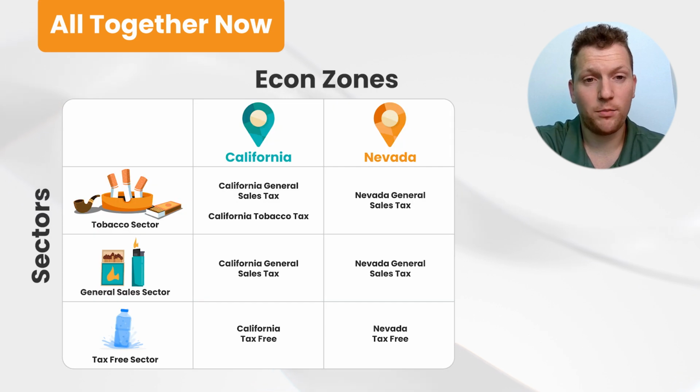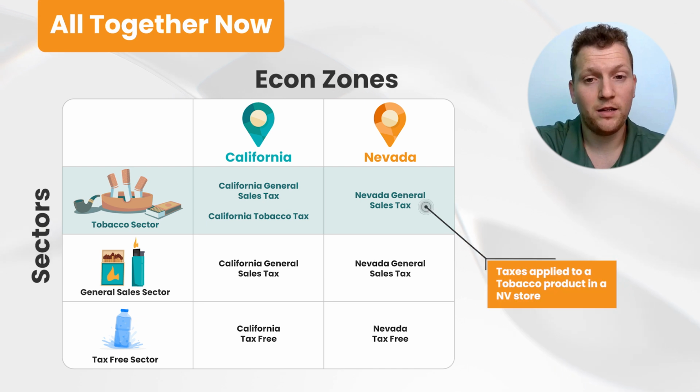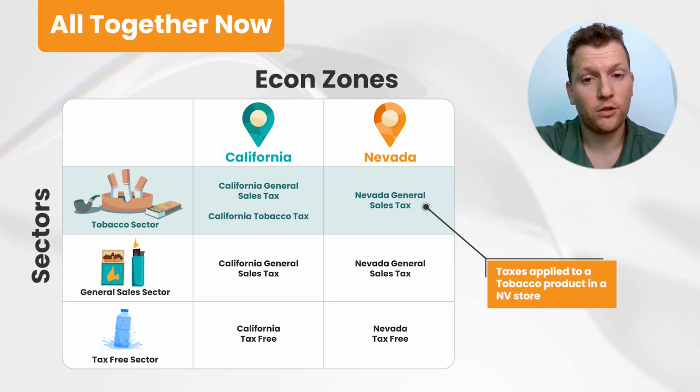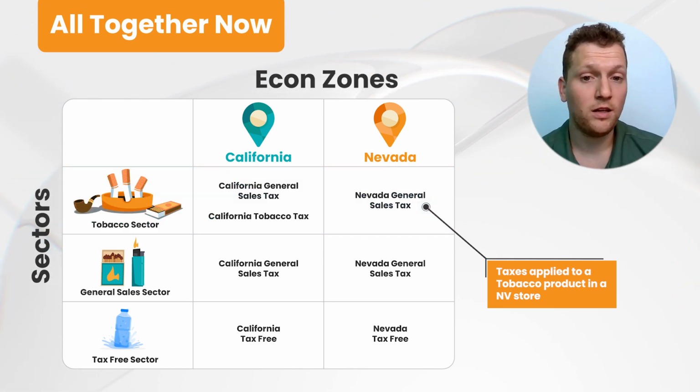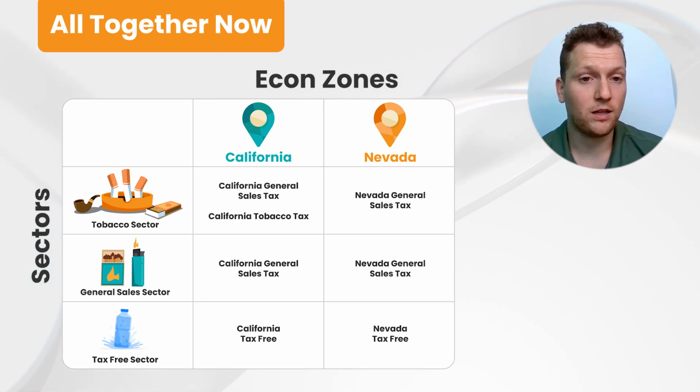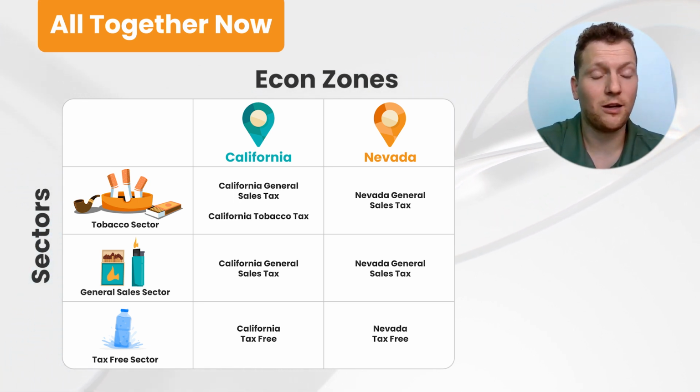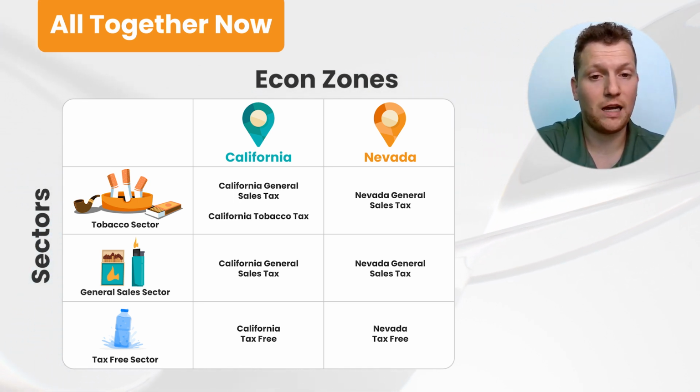All right, let's put all of our knowledge together now and use this chart as a representation of how Corona works. If we were to purchase this pack of cigarettes, which is attached to the tobacco sector, we'd see that depending on the econ zone, different taxes may apply. So if we purchase this in the California store, it would have the California general sales tax and the California tobacco tax applied to the purchase. Whereas if we purchased it in a Nevada store, it would apply only the Nevada general sales tax, because in this situation, let's say Nevada doesn't have a tobacco tax.